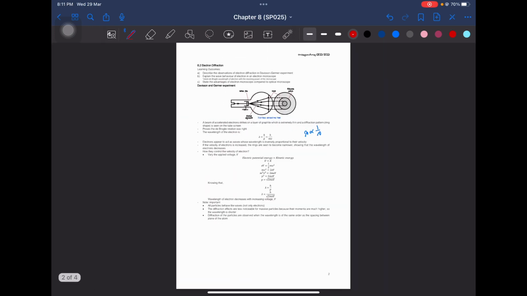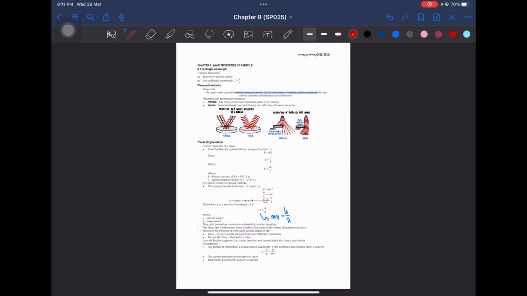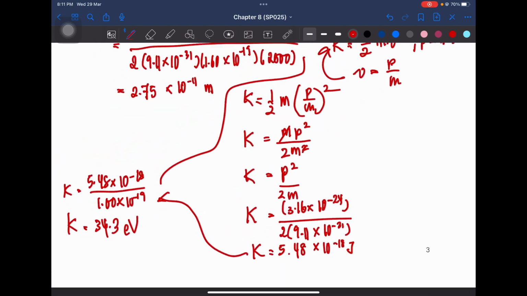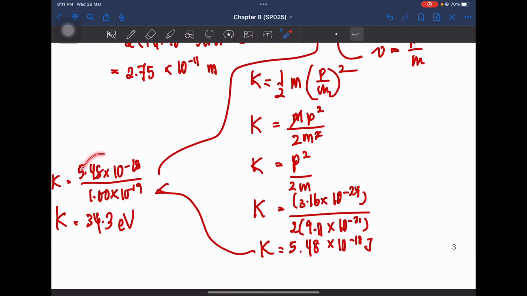I think I didn't give you the sign conversion for chapter 8. Basically, this sign conversion is in chapter 9. It's there, but you will also learn chapter 9.